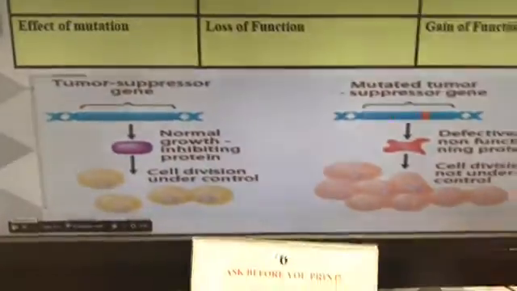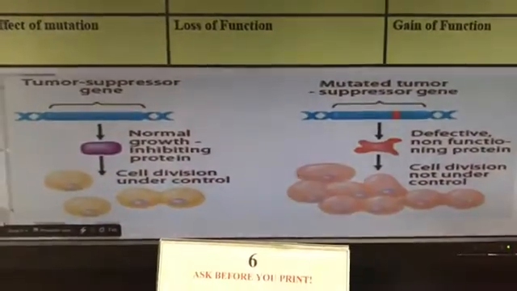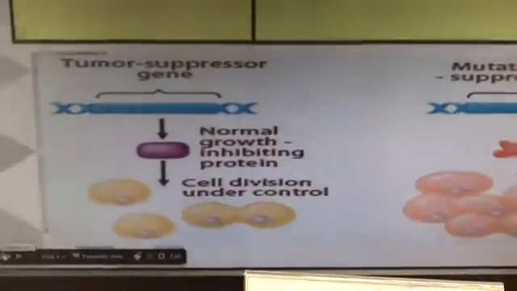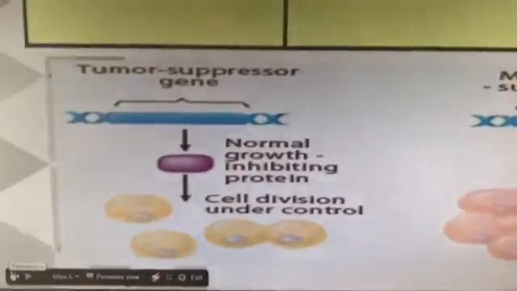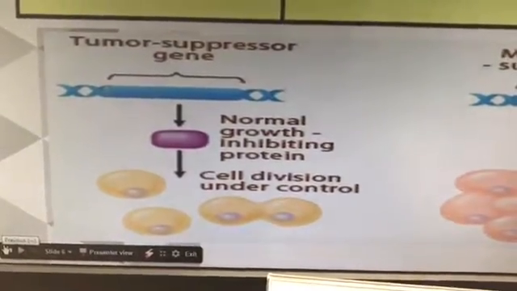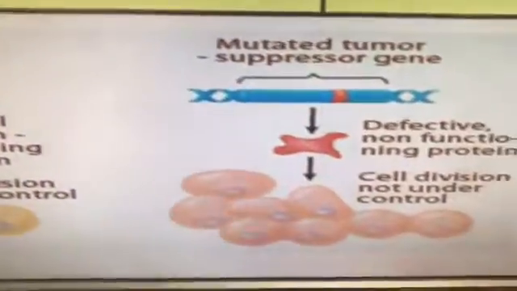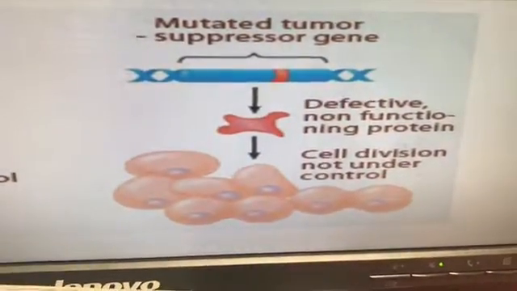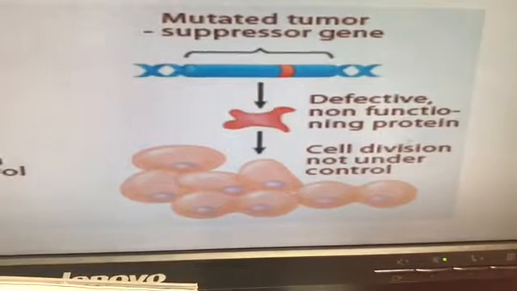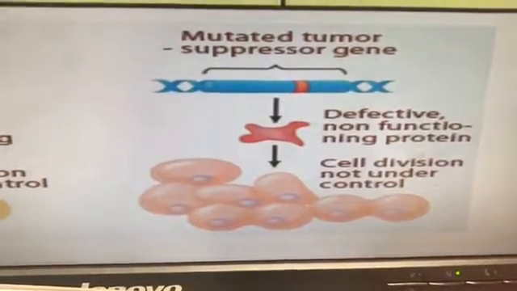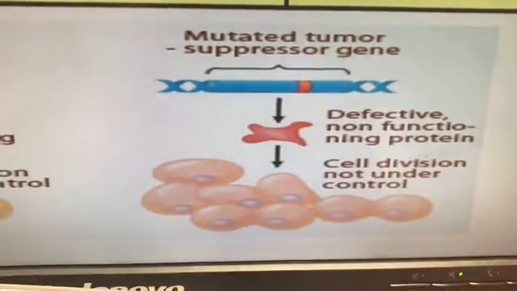Now, here I have a little bit of a chart as well that shows you how a tumor suppressor gene is supposed to work. Normally, when it is functioning, normal growth-inhibiting proteins are created, which keeps cell division under control. However, when it's mutated and unable to do its job, it's defective, meaning that it's non-functioning. So the proteins that it creates are unable to keep cell division under control, which allows the proliferation of cells to the extent that it causes cancer.